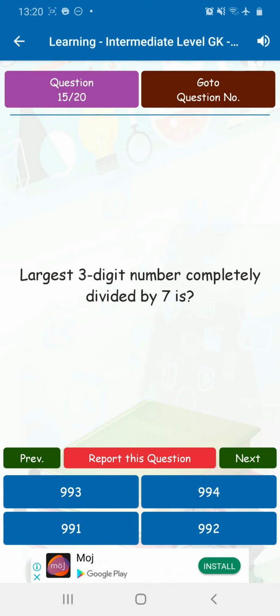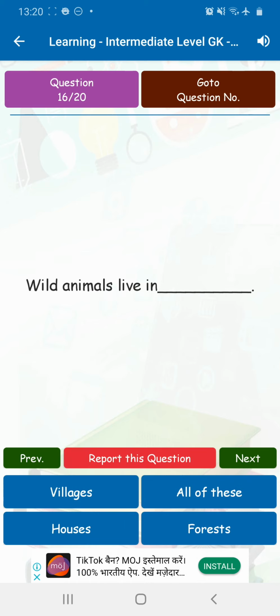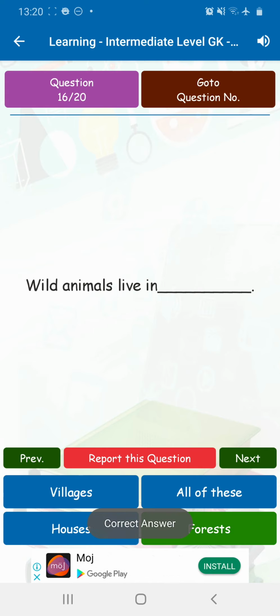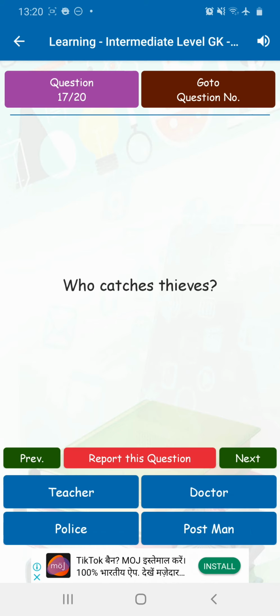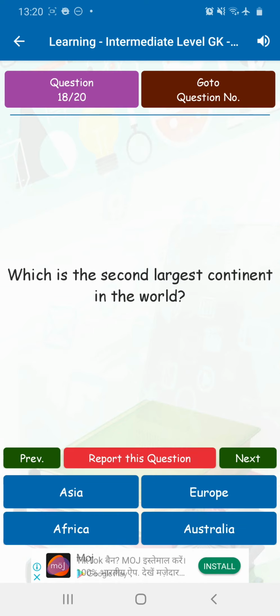Okay. What would be 994? I didn't even divide. Wow. Wild animals live in forest. I was finding the forest, okay? Who catches thieves? Of course, police. Which is the second largest continent in the world?